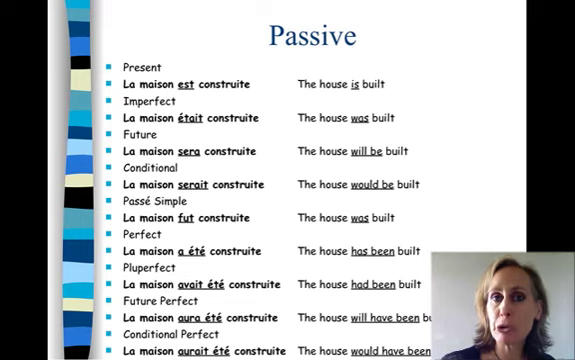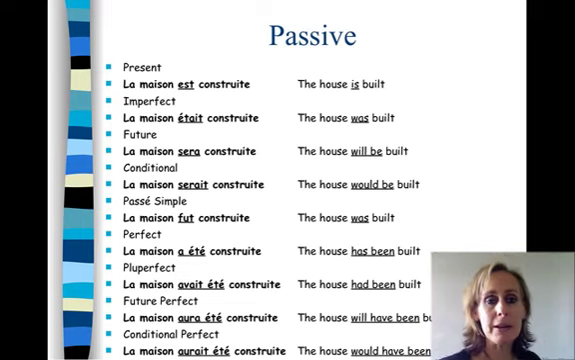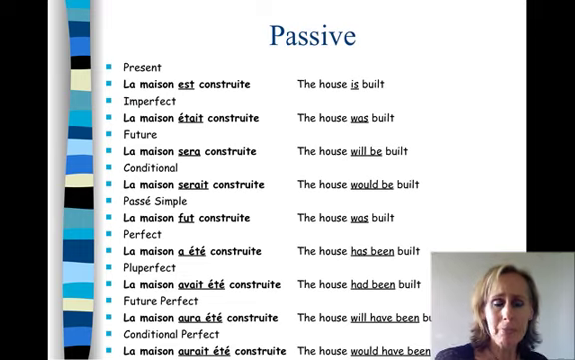Present tense of être plus the past participle. Note again that construite is a past participle of construire. It's agreeing with la maison. That's why we have the E on the end. L'imparfait. La maison était construite. The house was built. Était is in the imperfect plus past participle. Futur. La maison sera construite. The house will be built. Conditional. La maison serait construite. The house would be built.